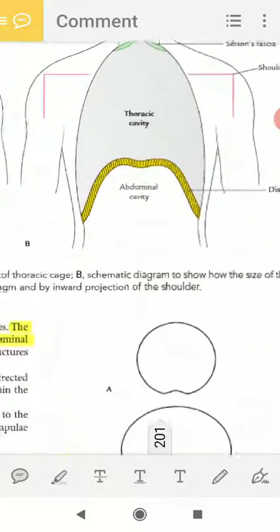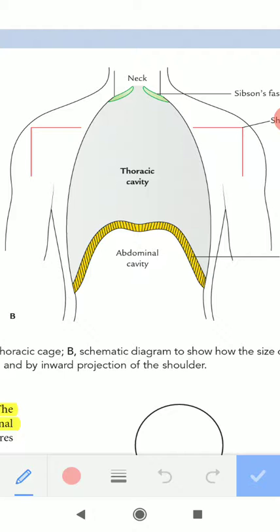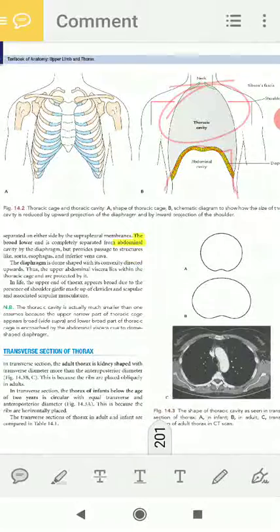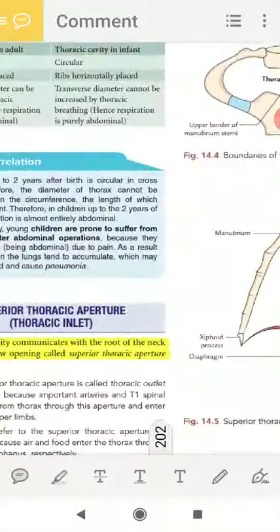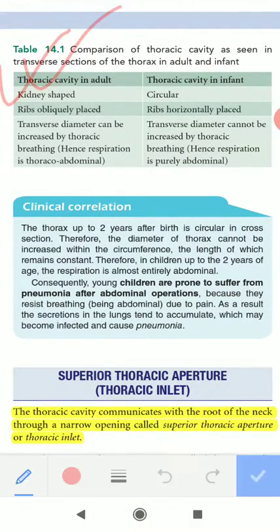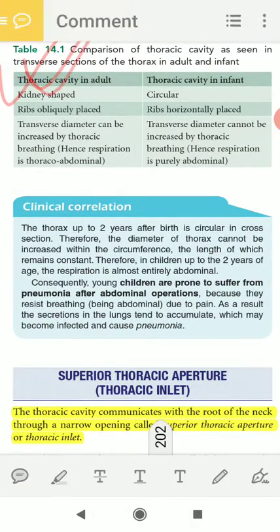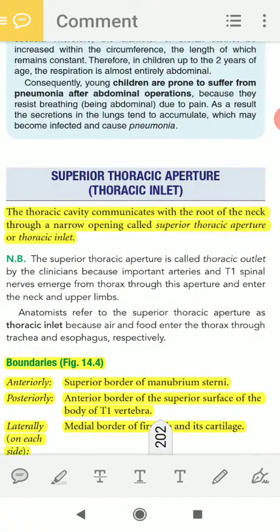So you can see this is the extension of the thorax. Above it is up to the root of the neck, and below it is separated from the abdomen by the diaphragm. Okay, so this is the thoracic cavity. So you can have a look at the differences between the thoracic cavity in the adult and the thoracic cavity in the infant. Now come to what is the thoracic inlet.